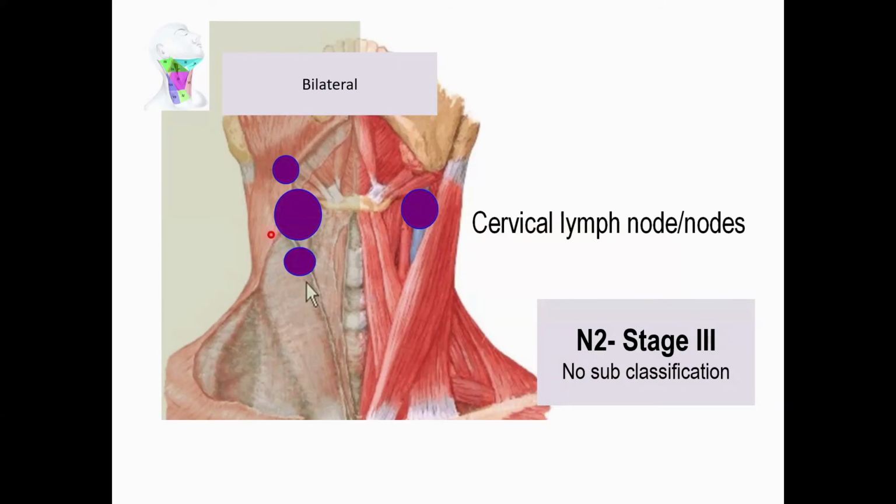It's bilateral nodes. We will use the terminology contralateral node even for HPV positive oropharynx, but we never use the terminology contralateral node in nasopharynx. It is unilateral or bilateral. So any N2, it becomes stage 3. And there is no N2A, N2B, or N2C for carcinoma nasopharynx.